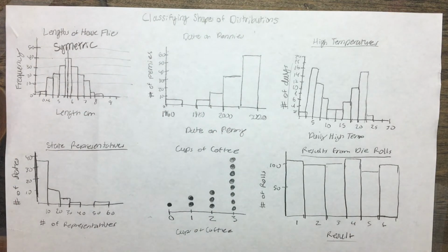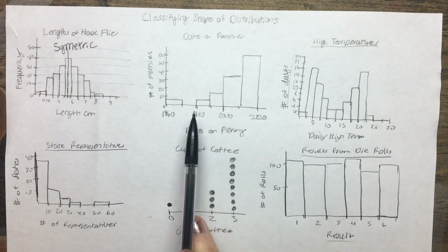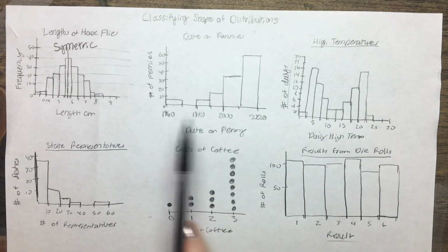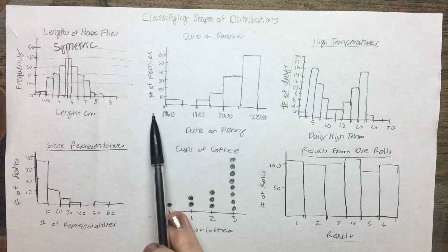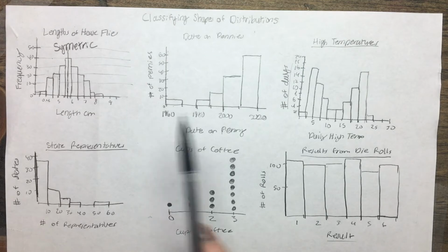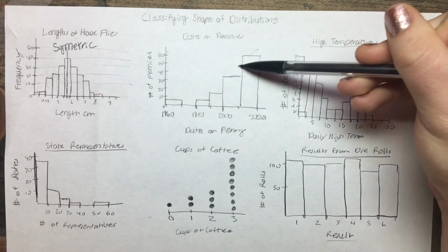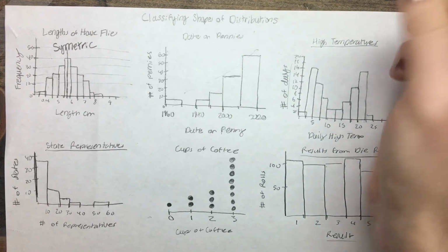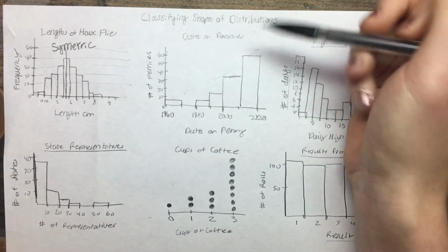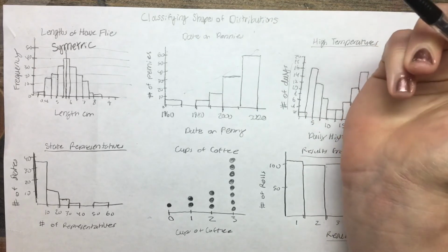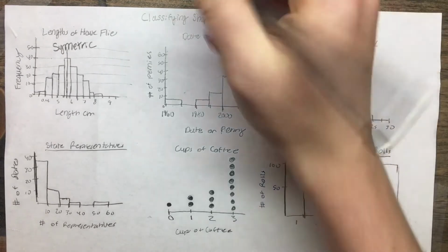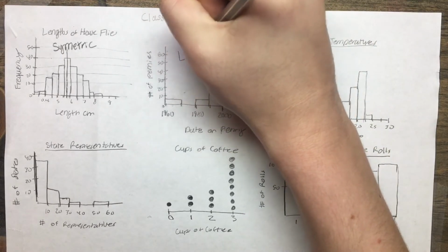Okay, our next one, we have another bar graph of the dates on pennies with date on penny on the x-axis and the number of pennies on the y-axis. And as we can see on the right, it's really tall and it gets lower as it goes to the left. So this means that the graph is skewed to the left, to the earlier dates. So I'm going to write left skewed.